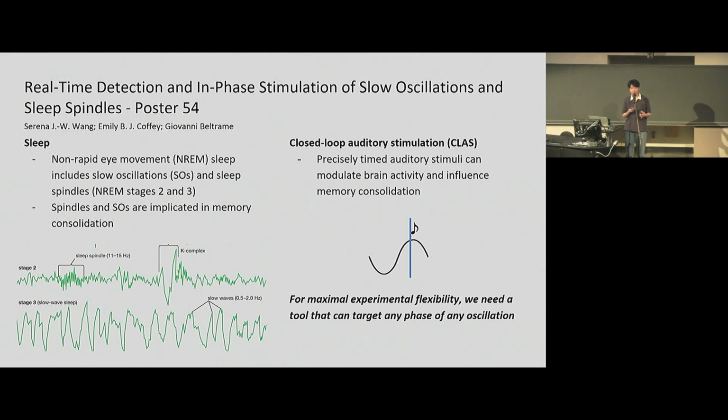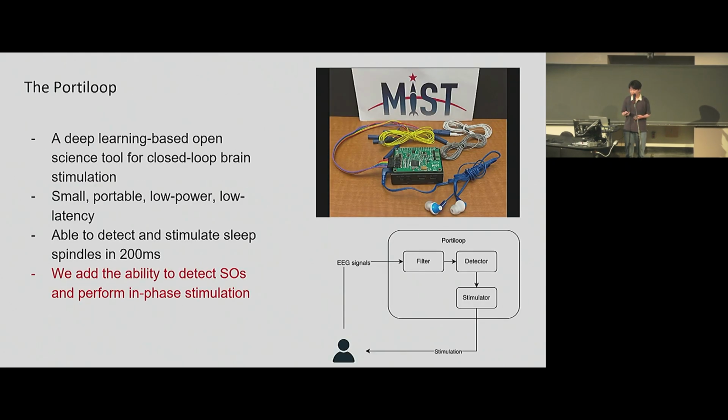This is on one hand for maximum experimental flexibility. On the other hand, research has shown that you need to target a specific point for the maximum effect. So let's say if you do it at the down phase of the slow oscillation, there will actually be no positive benefit. So we work on Portaloop. We designed this small deep learning-based open science tool. It's specifically for closed-loop brain stimulation.